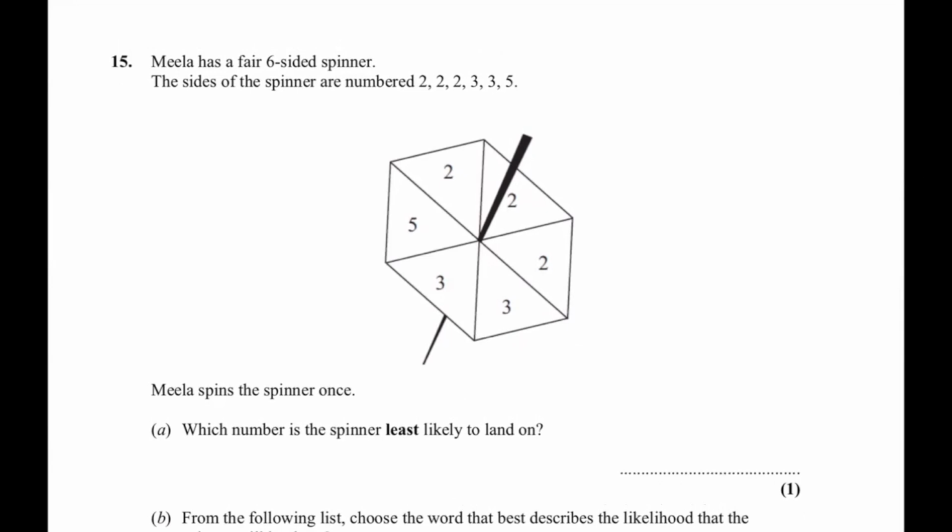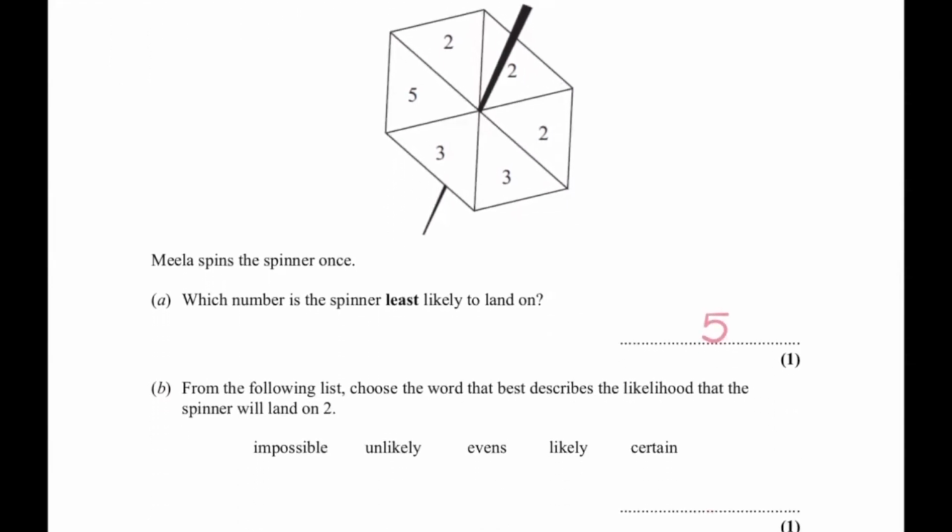Okay, so we've got a spinner, and our first question is asking us which number the spinner is least likely to land on. Well, the answer to that is 5 because there is only one 5 and there is more of the other numbers. From the following list of words, we've got to choose the one that best describes the likelihood of landing on a 2. Now, if we look at our spinner, we have got 3 sections that are 2. That's half the spinner, so the answer is evens.